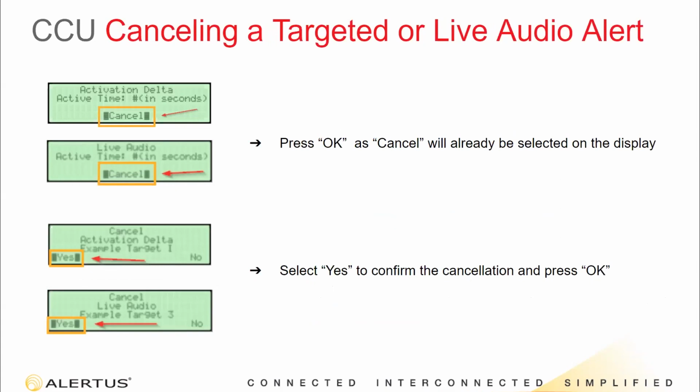If you have the ability to and you need to cancel a targeted or live audio alert, at the activation screen where it's giving you the information regarding whether it's an activation or a live audio, Cancel will already be highlighted. All you have to do is press OK. Then it will ask you to confirm the cancellation. Yes will already be highlighted, so click OK and it will cancel the alert.